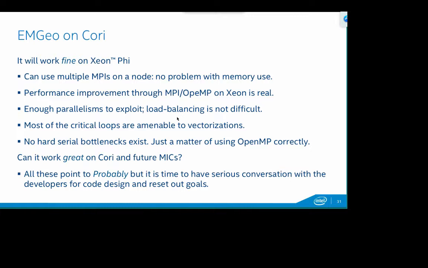So the number of grids we are talking about per node was like 57. If you multiply, we have plenty of parallelism. That means the load balancing is, of course, very easy. And again, there is no serial hard bottleneck. We don't have to worry about that. It's just a matter of doing the OpenMP correctly, and once we did, I think we will be fine.